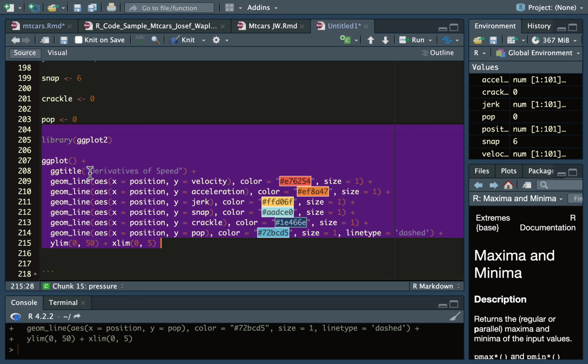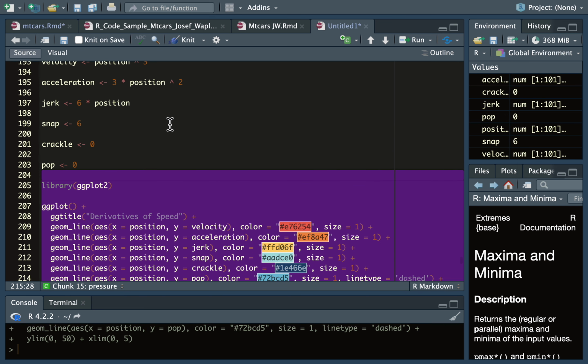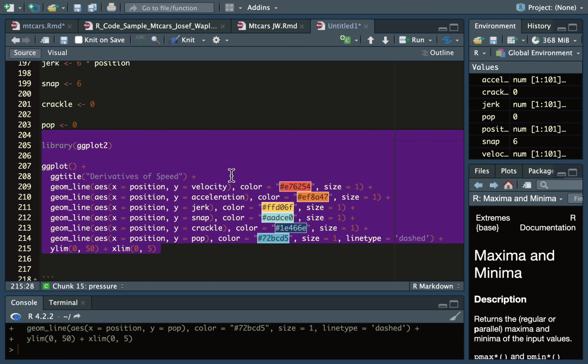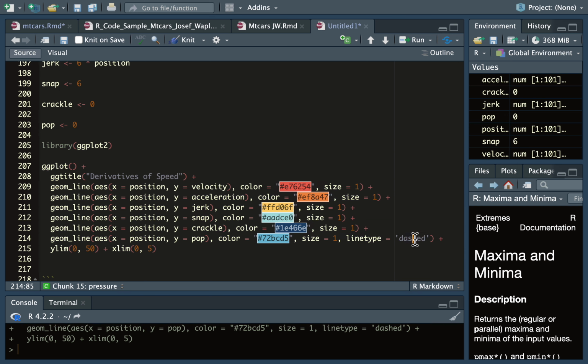I'm going to plot it, ggtitle derivatives of speed. And here I can just keep adding geom_lines for specifying the position over and over again, 0 to 10, but then changing the y values to reflect the function created by velocity, acceleration, jerk, snap, crackle, pop. And finally, I'm going to make this final line type dashed so that you can see the line underneath it, because crackle and pop here are both 0, so you can see them plotted on top of each other.